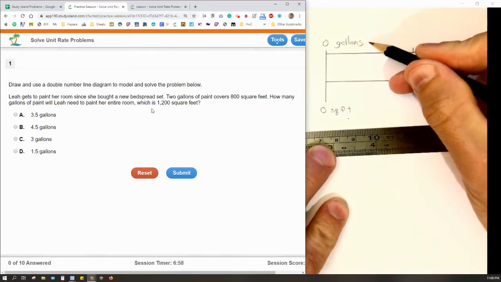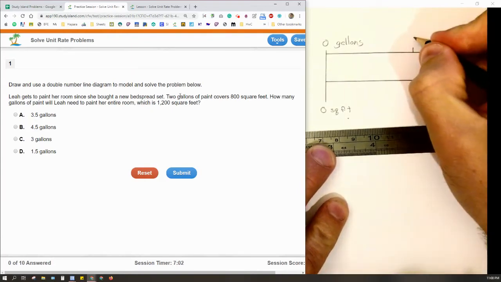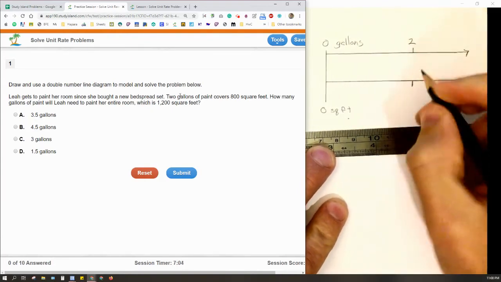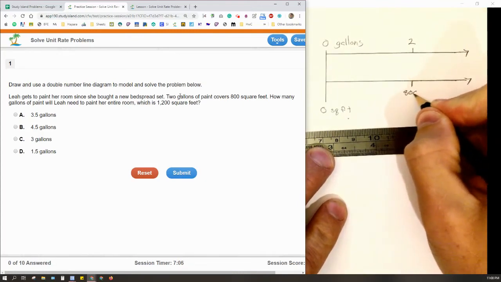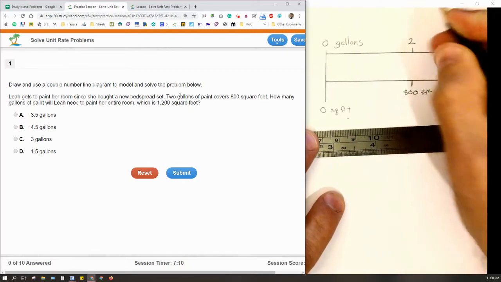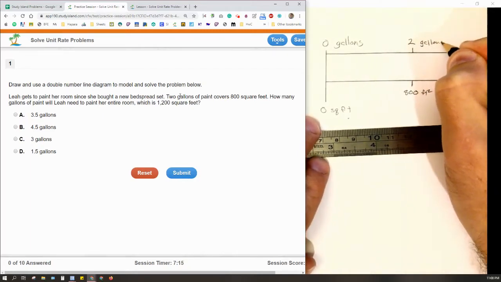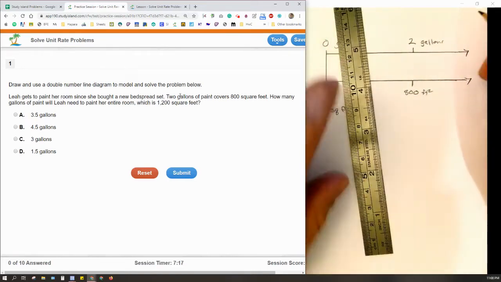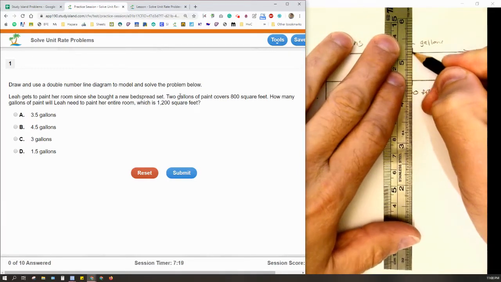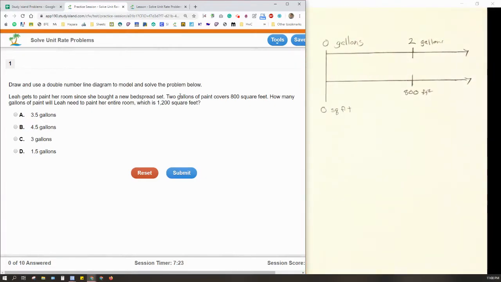And 0 gallons is right there. Well, how many gallons would this be? In our problem, that is 2 gallons. So we've got 2 gallons right there, and that is 800 square feet. So you got 800 square feet and 2 gallons. They match up. You can see right above each other. Okay, so how do we use this diagram to solve our problem?